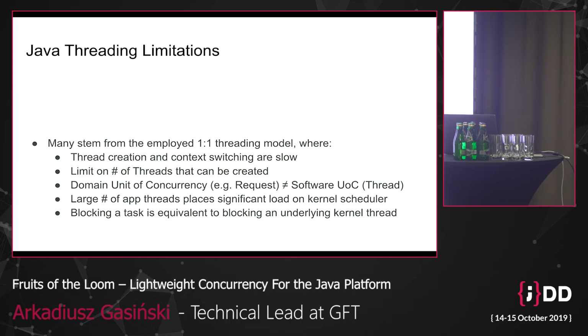And obviously, if you create a large number of threads in your Java application, this will place a huge load on the kernel scheduler. So your CPU, instead of running your application, will be running the kernel, doing all of these context switches. And when your task blocks, it also blocks an underlying kernel thread. So if your workload has many tasks that frequently block, you won't be able to utilize your resources efficiently.